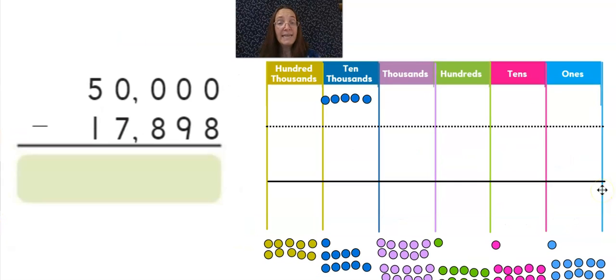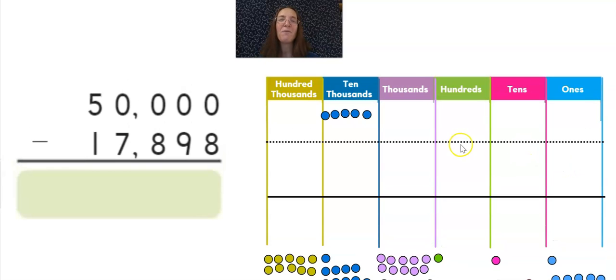Now, it turns out, your teachers know this, that subtracting from a whole group of 10,000s, or a really big number with lots of zeros, turns out to be wicked hard because you can fall into some patterns without making sure it makes sense. So we're going to do 50,000 minus 17,898. It's really simple to model this one. There are my 5 10,000s.